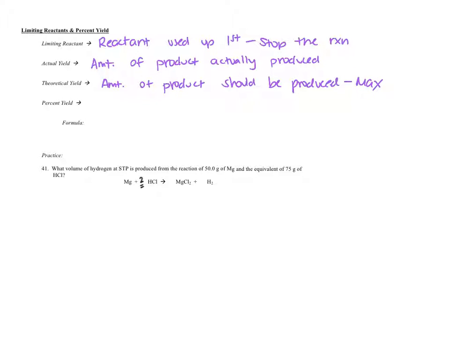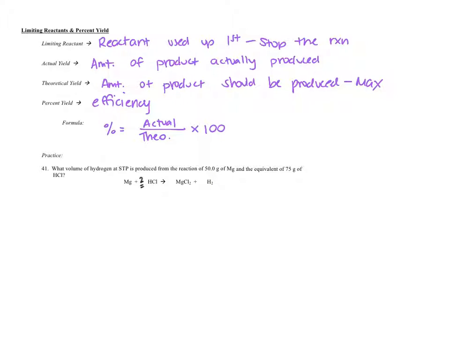Percent yield tells you the efficiency of an experiment or a process or anything you're talking about, a chemical reaction or a chemical change. It's going to tell you how efficient it was. And the formula for percent yield is actually pretty easy to remember because it's in alphabetical order. So it's going to be the actual yield over the theoretical yield times 100. In alphabetical order, like I said, it's going to be a percent.